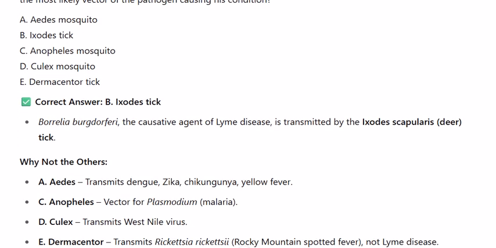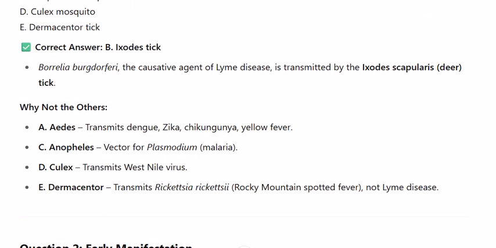Why not the others? A. Aedes transmits dengue, Zika, chikungunya, yellow fever. C. Anopheles, vector for Plasmodium, malaria. D. Culex transmits West Nile virus. E. Dermacentor transmits Rickettsia rickettsii, Rocky Mountain spotted fever, not Lyme disease.